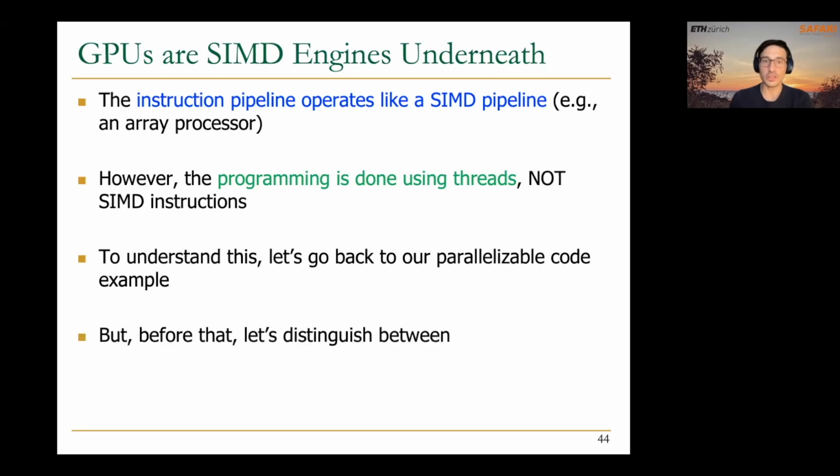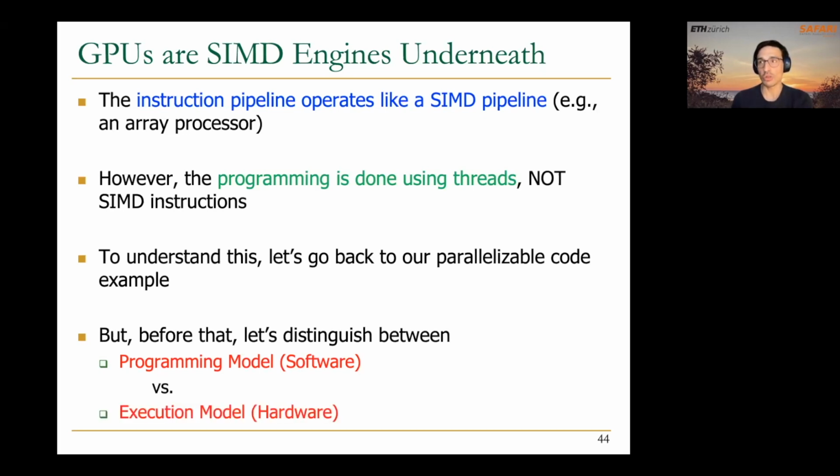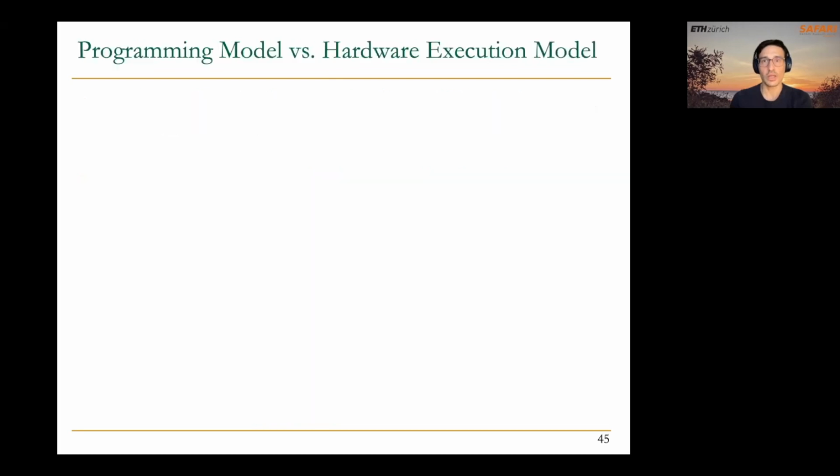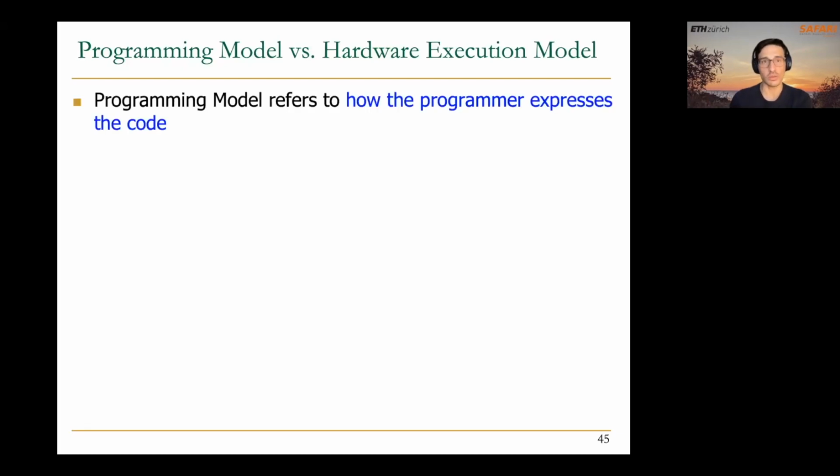But before that, it's important to distinguish between what we call the programming model, that refers to the software, and the execution model, that refers to the hardware. It's important to distinguish between these two in order to understand the way that we program different systems and in order to understand the way that the instructions execute on different devices.